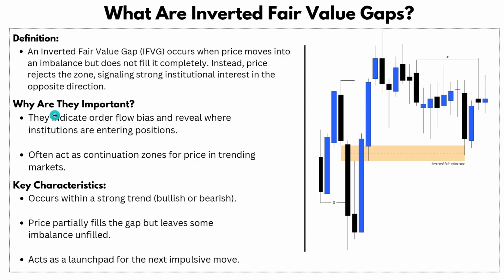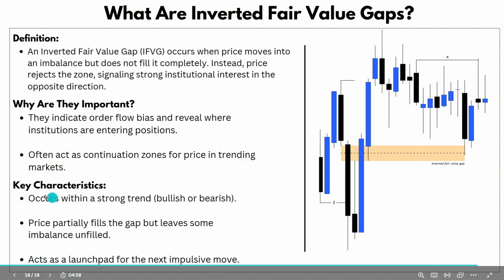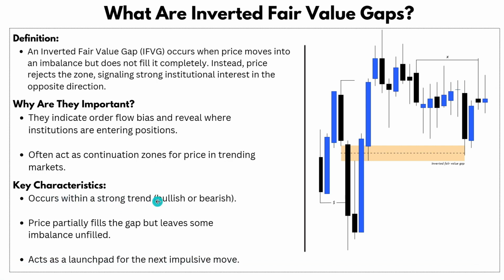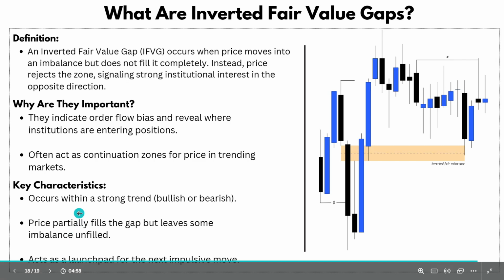Why are they important? They indicate order flow, bias, and reveal where institutions are entering positions. They often act as continuation zones for price in trending markets. So some key characteristics, make sure you guys write all these down. They occur within a strong trend, bullish or bearish. The price partially fills the gap but leaves some imbalances unfilled. They act as a launch pad for the next impulsive move.